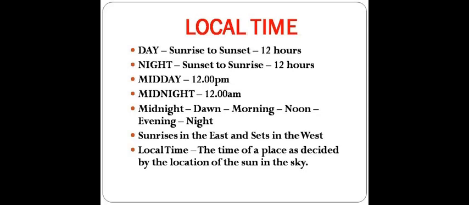But what is this local time? Local time means the time of a place as decided by the location of the sun in the sky. What is the position of the sun? The time of that place is decided. For example, if you see the sun above your head, you will say it is noon. At that place, at that particular place where you are standing. Right? So we count it as local time. Let's go to the next slide.